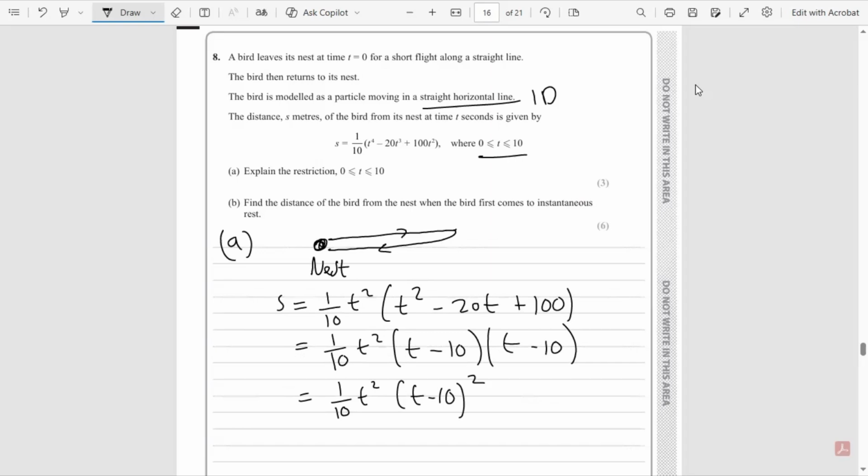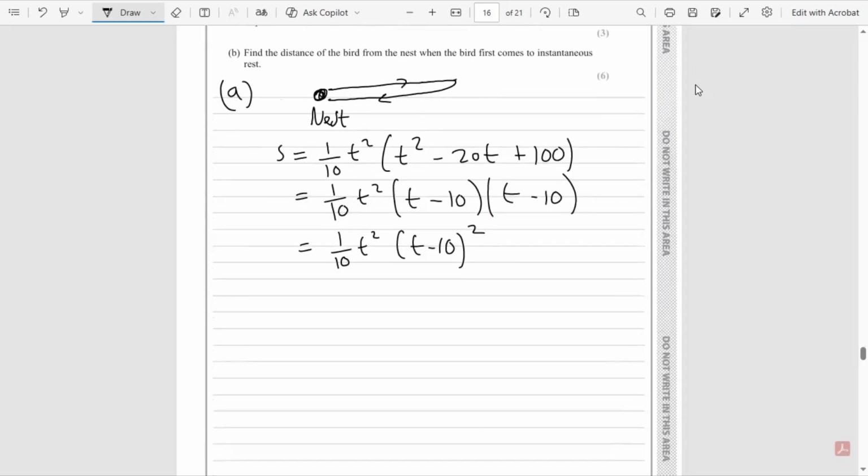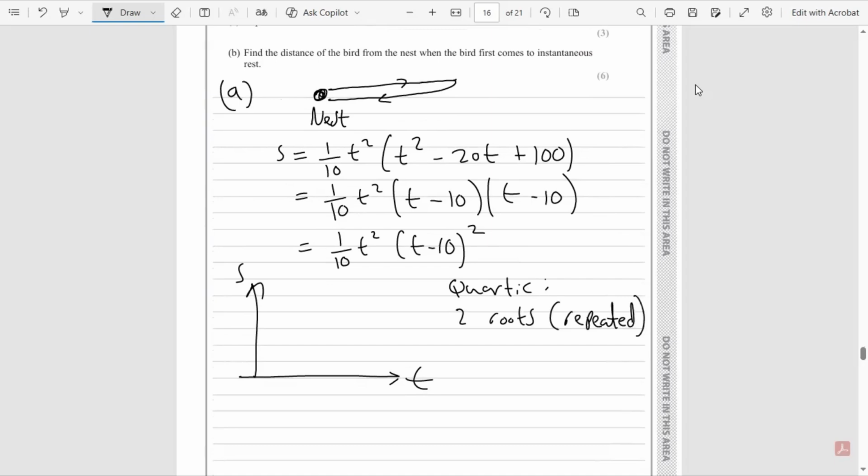all squared. Now, if we were to sketch a graph of distance against time, let's put the distance up there, let's put the time over there. Hopefully you'll realize that this quartic has two roots. Okay, so it's a quartic expression or quartic function. You've got two roots, and actually these two roots are repeated. So hopefully you remember from pure maths that if a factor is squared, that leads to a repeated root. So t equals 0 is one repeated root, and t equals 10 is another repeated root for this quartic. So you're going to have a root at t equals 0, a root at t equals 10, like so.